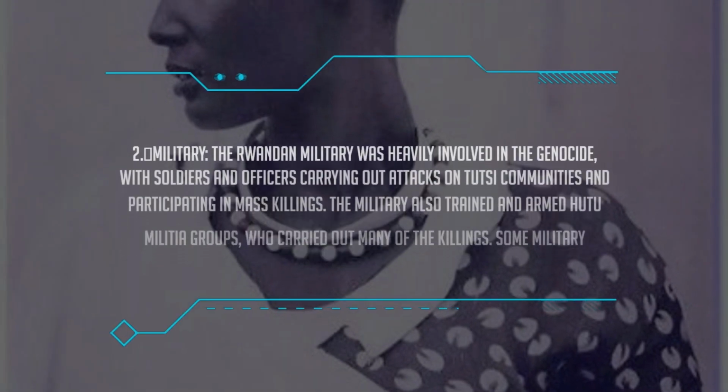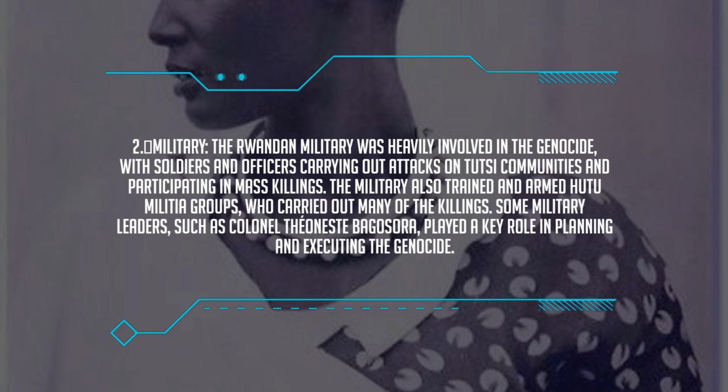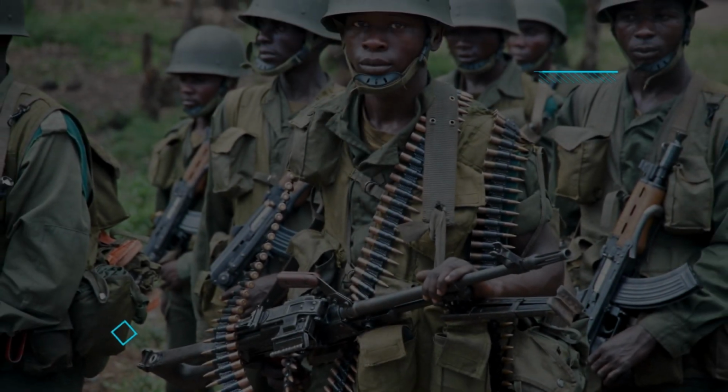2. Military. The Rwandan military was heavily involved in the genocide, with soldiers and officers carrying out attacks on Tutsi communities and participating in mass killings. The military also trained and armed Hutu militia groups, who carried out many of the killings. Some military leaders, such as Colonel Theoneste Bagosora, played a key role in planning and executing the genocide.